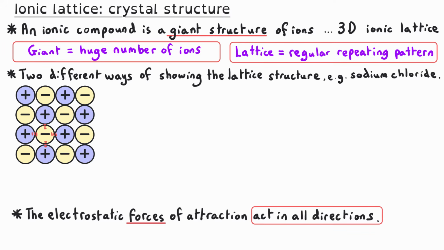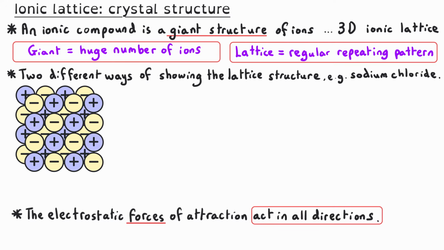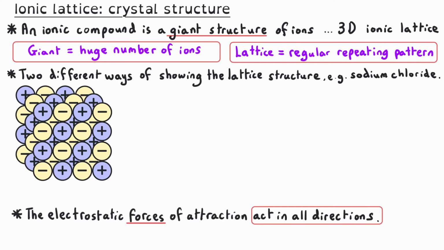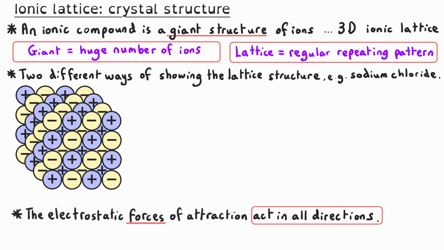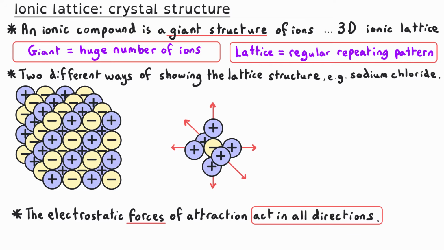plane in 2 dimensions. And if we gradually introduce another layer and another layer and another layer, you can see that this pattern doesn't just repeat in 2 dimensions, it repeats in 3 dimensions as well. And so every ion will actually have 6 oppositely charged neighbours, and those electrostatic forces of attraction will be between that ion and all 6 of its neighbours. And so they're acting in all directions. And the arrangement of ions that I'm showing here will continue in all directions as well.